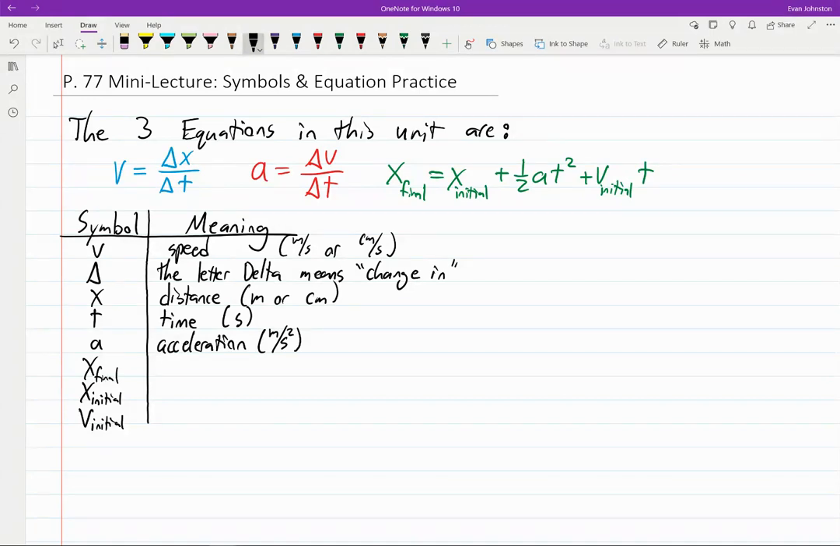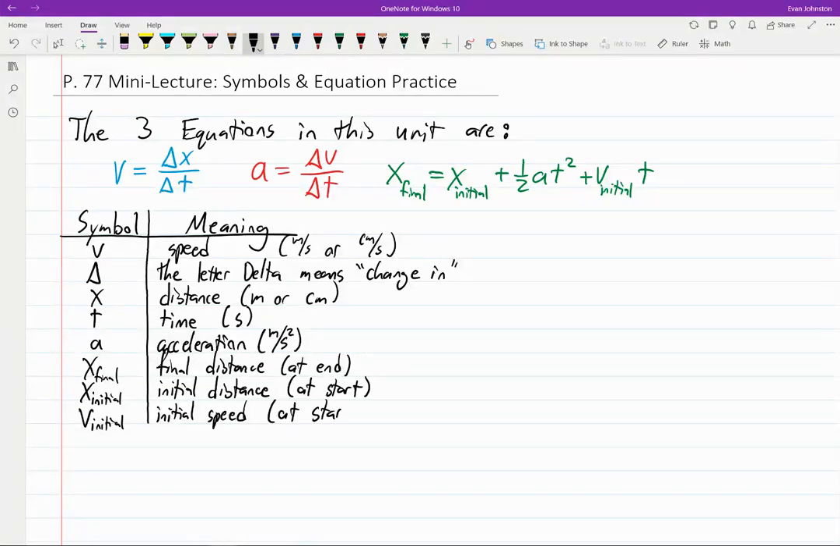X final is the final distance, obviously. Hopefully that makes sense. Final distance, how far it's gone by the end. You can even write at end. X initial is the initial distance. What a surprise. That would be at the start. And V initial, well, V is speed. This must be the initial speed. That means at the start as well.